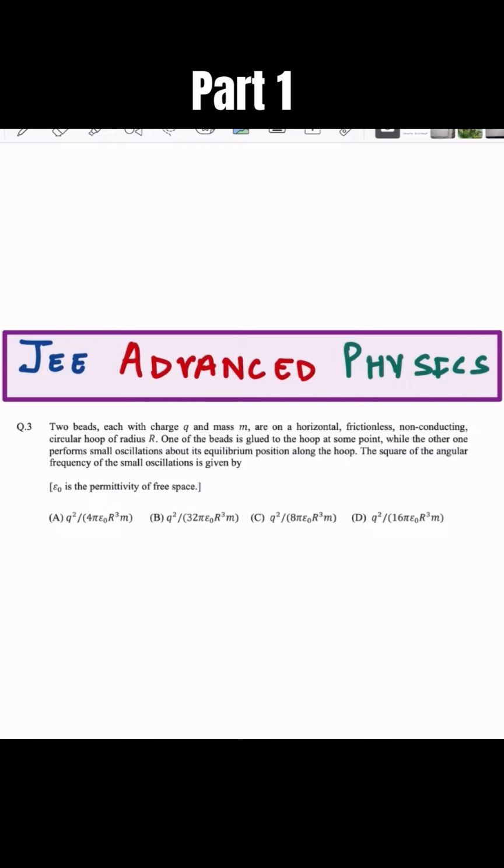So let's solve this problem. First thing, whenever you have such a problem, is to create a diagram and see what is happening, and that will help you in solving it. So let's do that. We assume that the first bead is here. Let's say this is the point A, and this is the first bead.